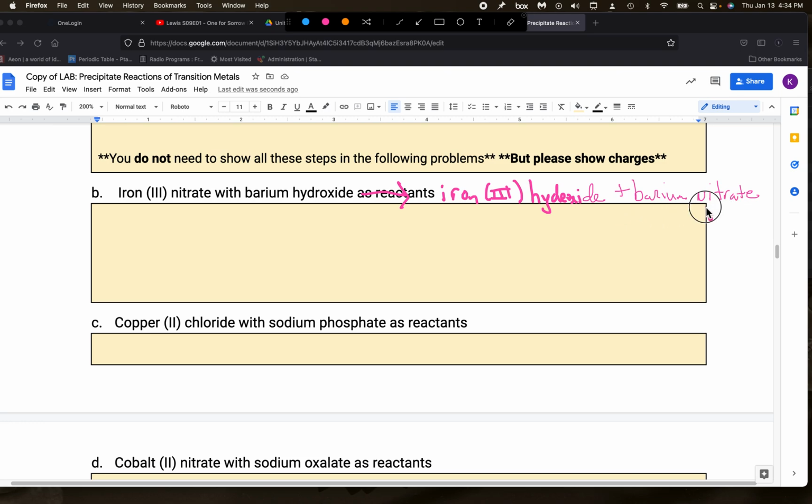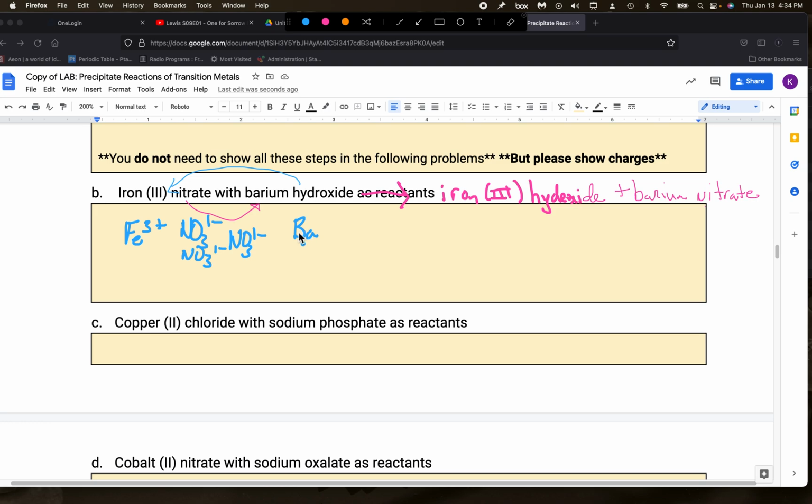So I've taken the nitrate that was here and combined it with barium, and at the same time combined the iron with the hydroxide. So go through all the steps again. I have Fe 3 plus, NO3 1 minus. Well, I'll need more of those. Looks like I didn't give myself enough room. And then I have a barium.